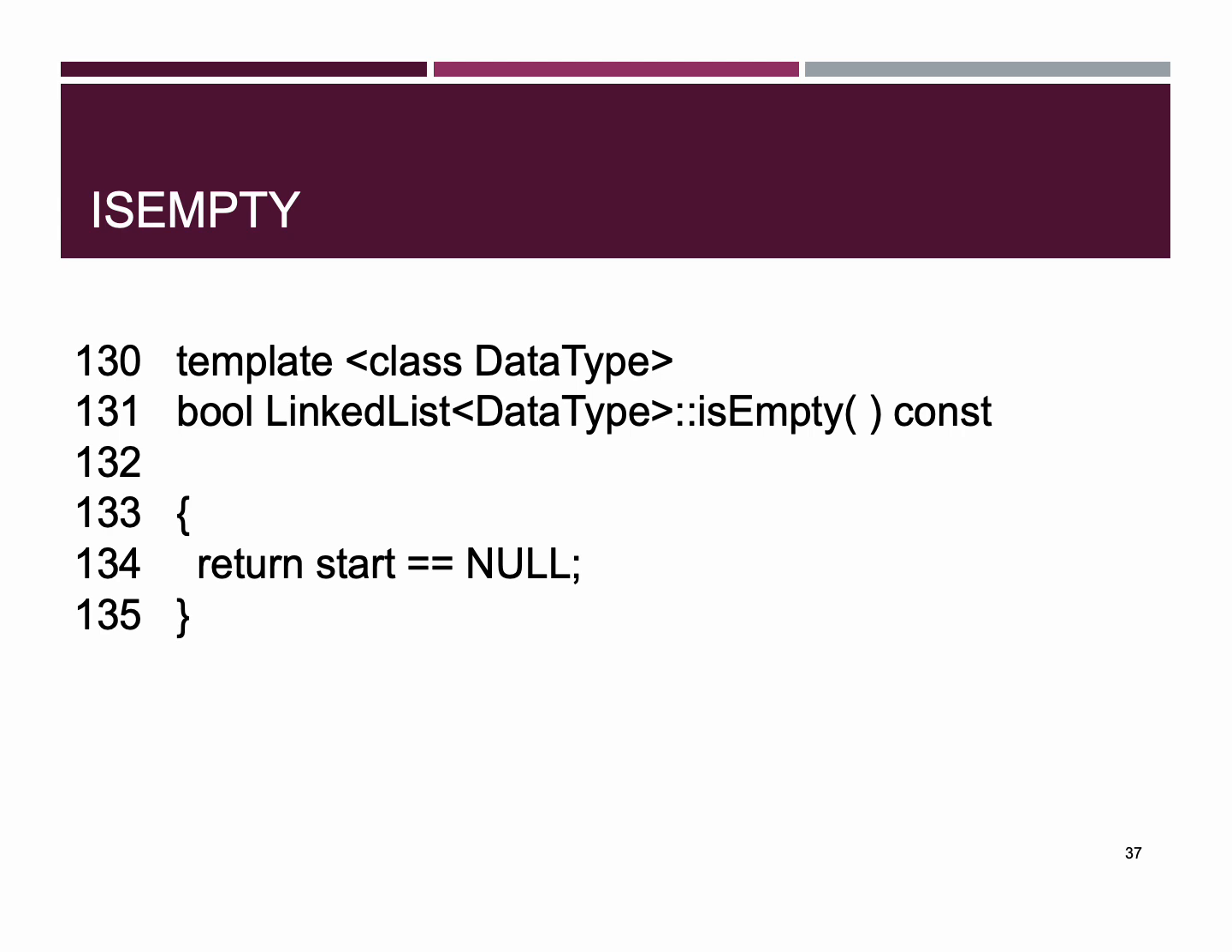Now we'll see the isEmpty function, which checks whether the linked list is empty or not. This function simply checks if the start pointer is null. If start is null, it means there are no nodes in the list and the list is considered empty. The function returns true if the list is empty and false otherwise. This is a very straightforward function.